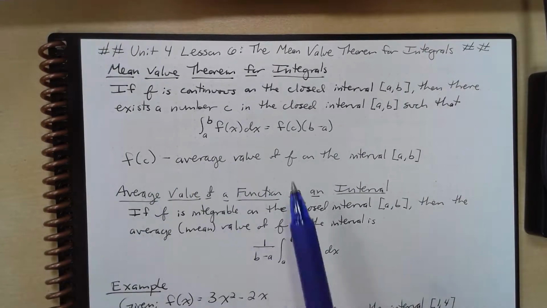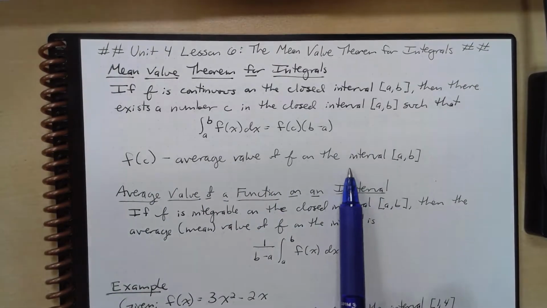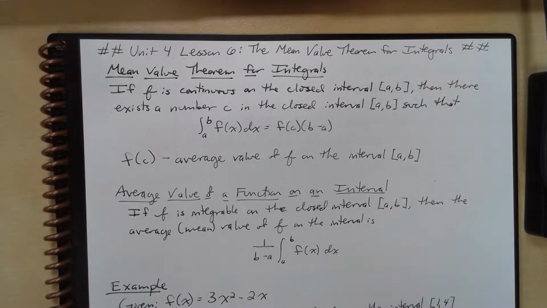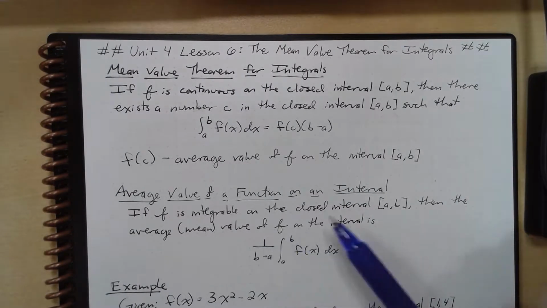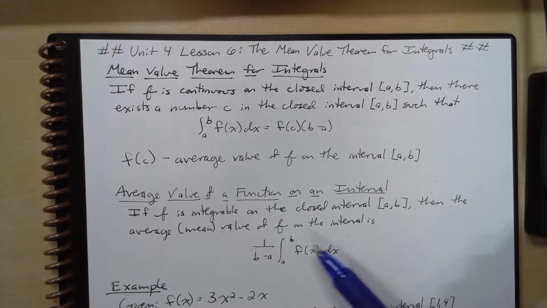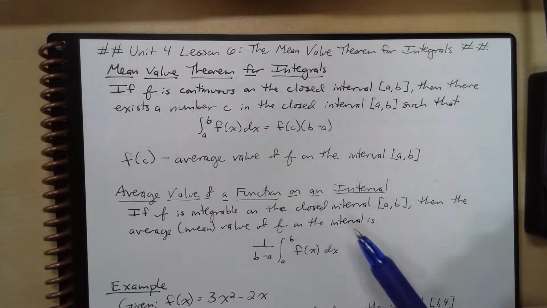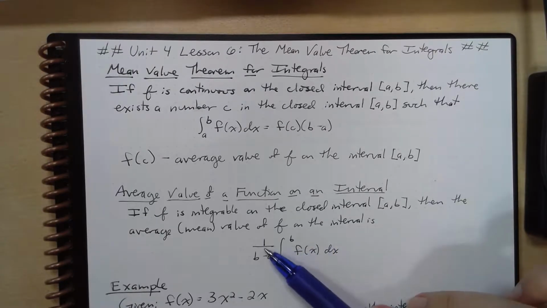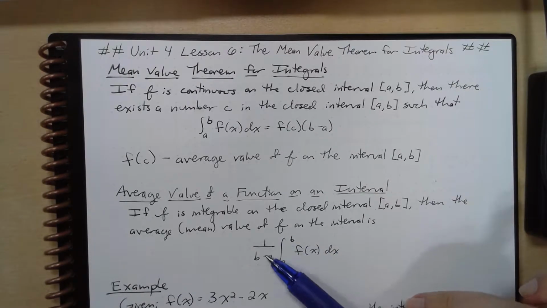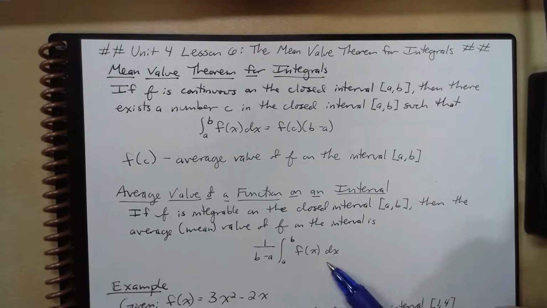And f of c is that average value of f on the interval a to b. So there must be an average value there. That's what we're saying. So if we have the average value of a function on an interval, if f is integrable, what a weird word, right? On the closed interval a to b, then the average value of f is 1 over b minus a times the integral from a to b of f of x.